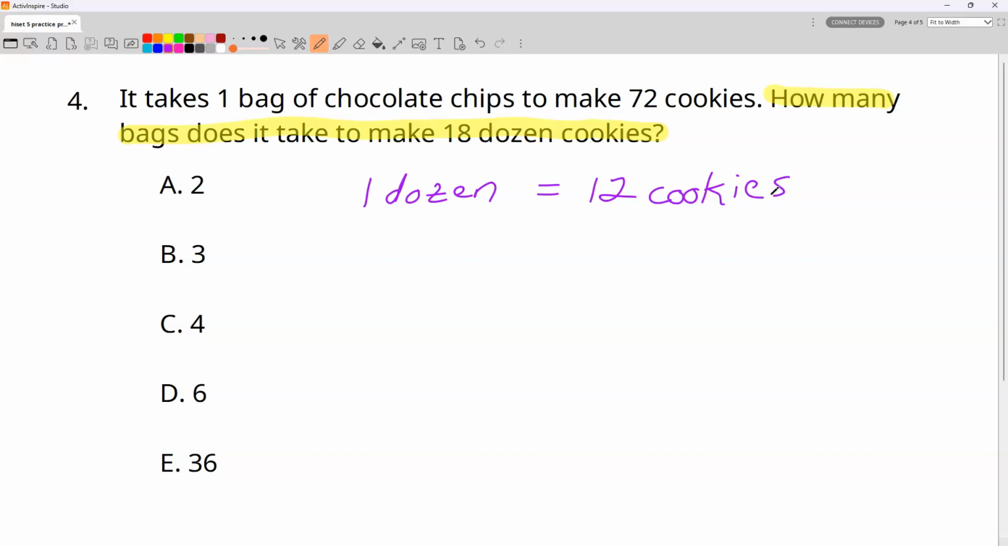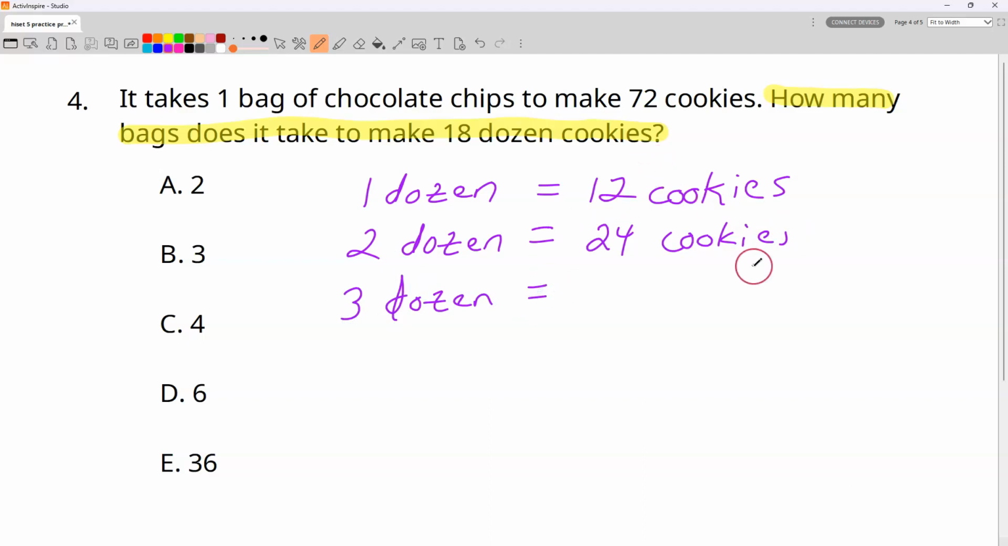So let's keep that written down. How many bags of chocolate chips does it take to make 18 dozen? So if 1 dozen is 12 cookies, what would 2 dozen be? It would just be double this, so you just add 12. This would be 24 cookies. What would 3 dozen be? Well, you just add 12 each time because 1 dozen is 12 cookies.